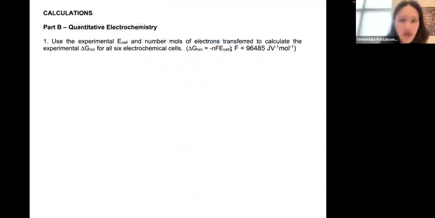For calculation, part B, what you're going to do is use the experimental value of the E cell that you receive from your experiment in part B and plug into this delta G equation. Okay, so plug in the constant, and then from number of mole of electron, you're going to get the delta G. After you get the delta G in joule, then you need to convert that into kilojoule.